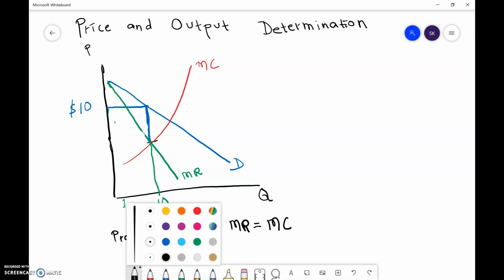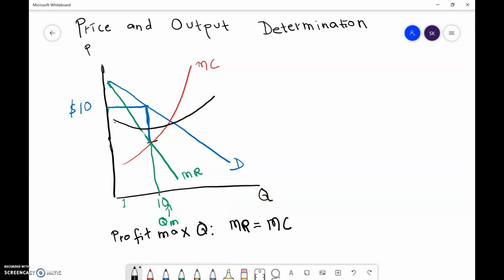Alright, let's bring in something else here. I have the average total cost. Okay, so say the average total cost is equal to $8. And do we have a profit or a loss? The price is equal to $10. The average total cost is equal to $8. And this shaded area is the monopoly profit.